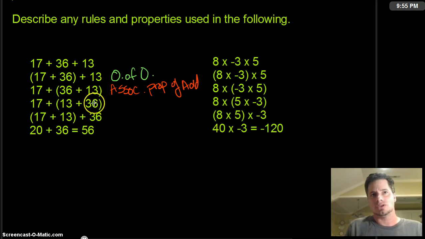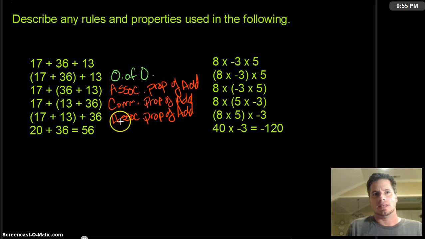Now what did I do in this next step? I changed the order inside the grouping. Changing the order, I'm commuting. The number's commuting from here to here. So that is the commutative property, and of course it's of addition because that's what we're doing. And then I change the grouping back to the first two. Again, when I change groupings, that's talking about associations, or the associative property of addition. And then the last thing I do is simply add 20 and 36, and I get 56.